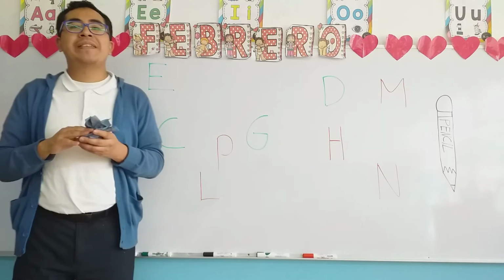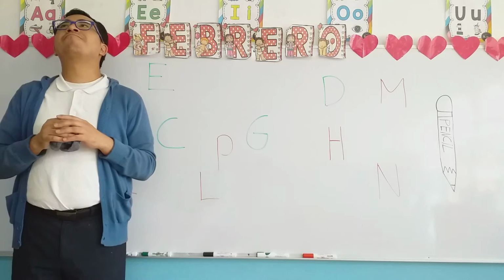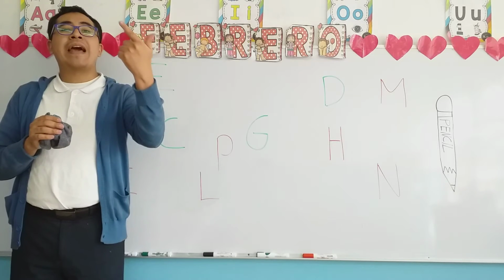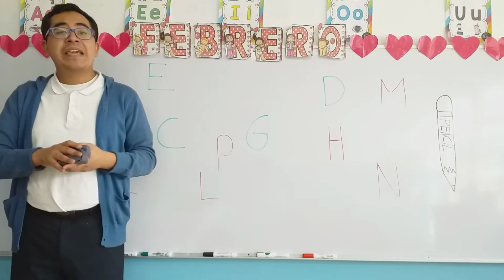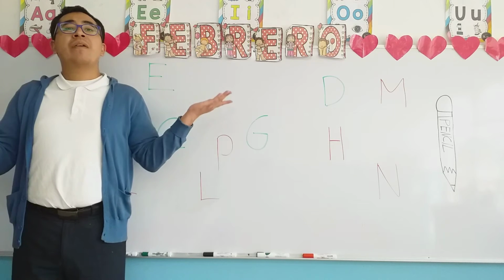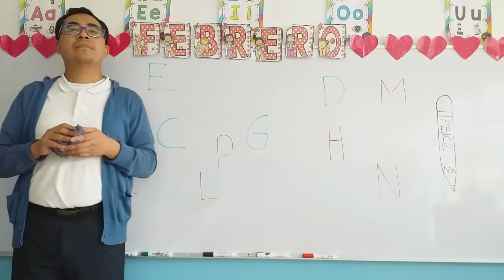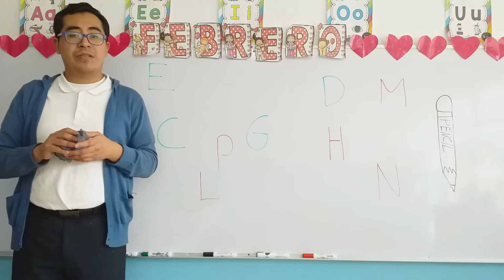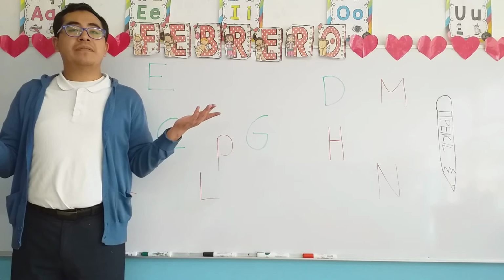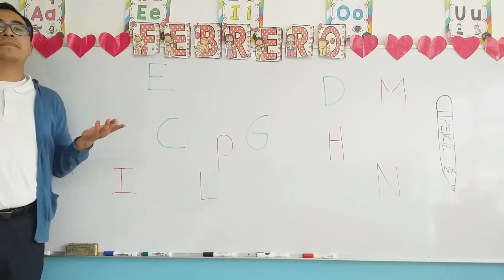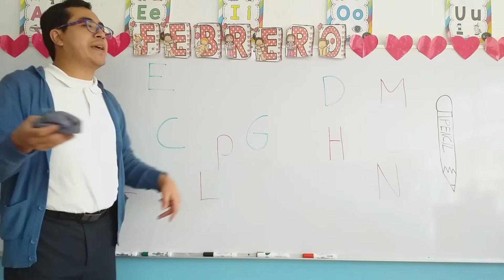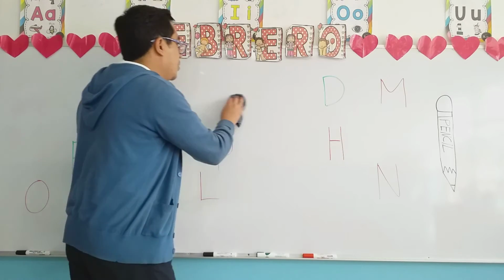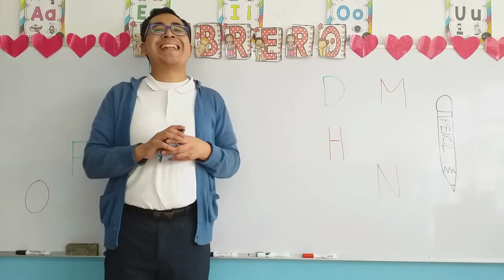Let's continue with the objects. Girl, grandmother, guitar, and names as Geraldine, Guillermo. What letter is it? Letter G, very good. Now, where is it? Right here in color green? Excellent, very good.